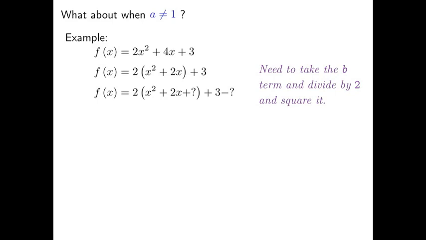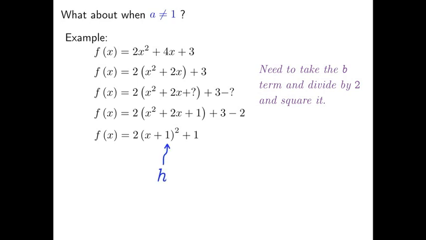So we will add 1 to the inside. But since we have 2 times that entire quantity, we actually in total are adding 2. So outside of the parentheses, we will need to subtract 2. So here we have that. Now we're ready to factor. We get 2 times x plus 1 quantity squared, and outside the parentheses we simplify to 1. There's our h, there's our k, and here is our scaling factor. That's the a when it's not equal to 1. How do we incorporate this into our graph?